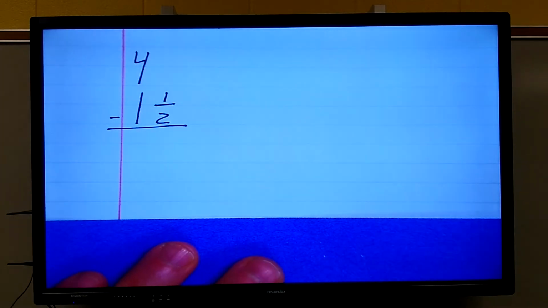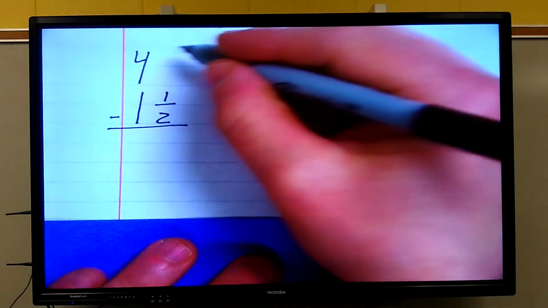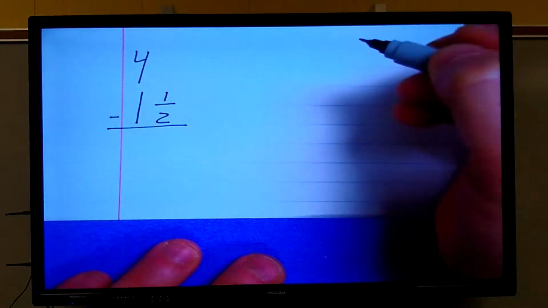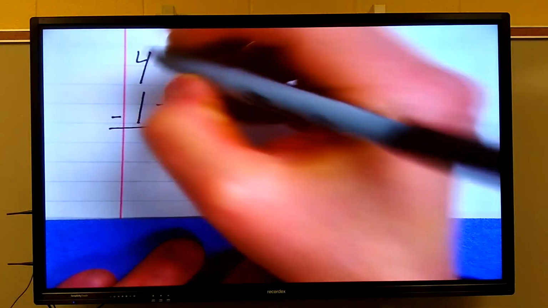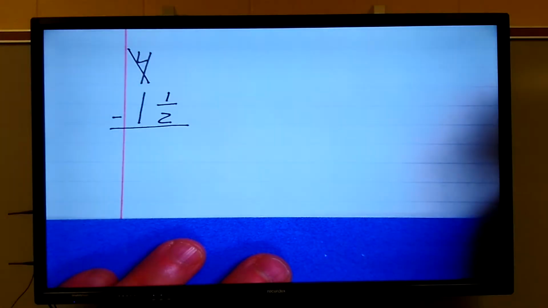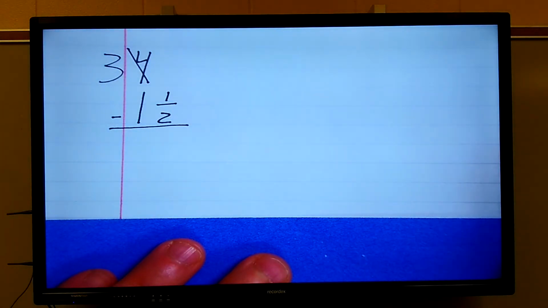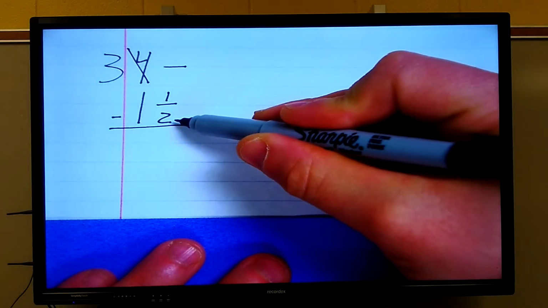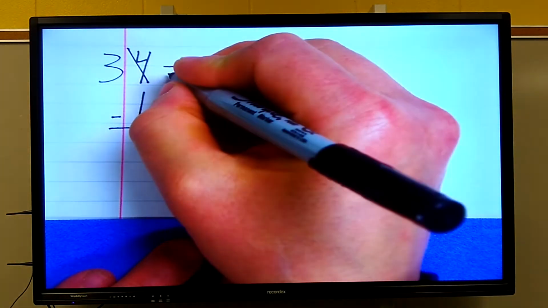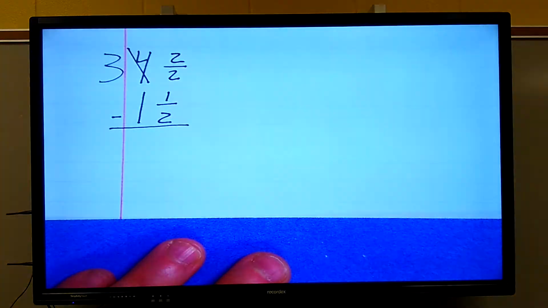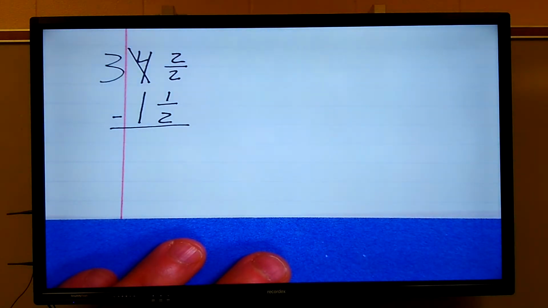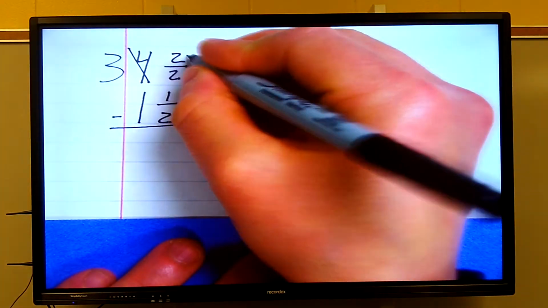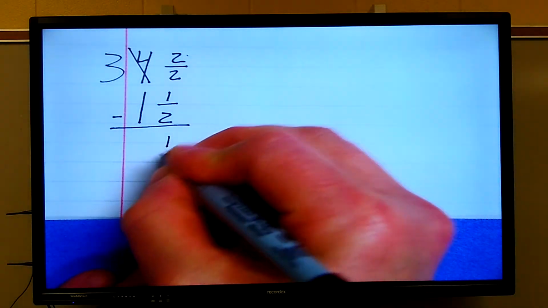So, I have 4 here and no fraction. I've got to put a fraction here, otherwise I can't subtract. So, I take 1 away from the 4, it becomes a 3. I change that 1 I borrowed into a fraction. I use the denominator they give me, and I also make it the numerator, 2 over 2. Now I can subtract. 2 minus 1 is 1.